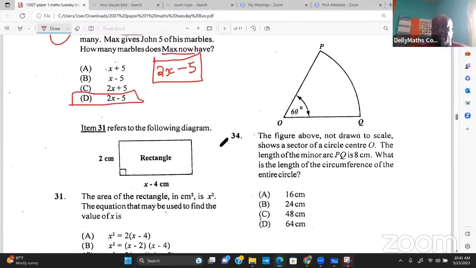All right, let's continue. 34. 34 says, the figure above, not drawn to scale, shows a sector of a circle. The length of PQ is 8 cm. So I'm going to put the 8 here. What is the length of the circumference of the entire thing? A number of ways we can do this.